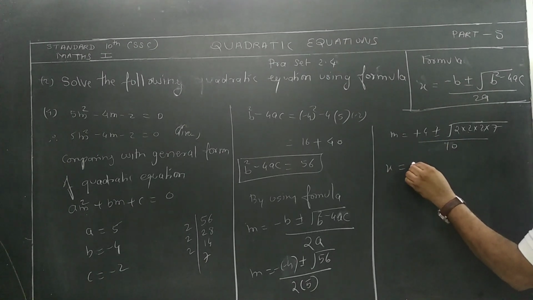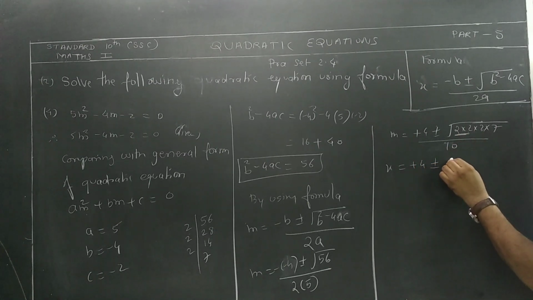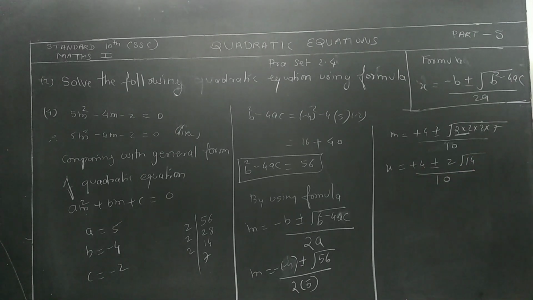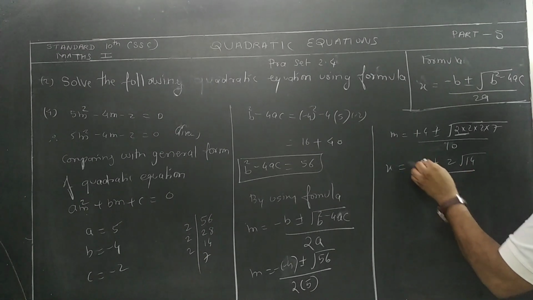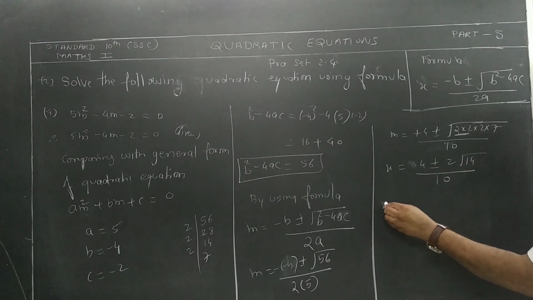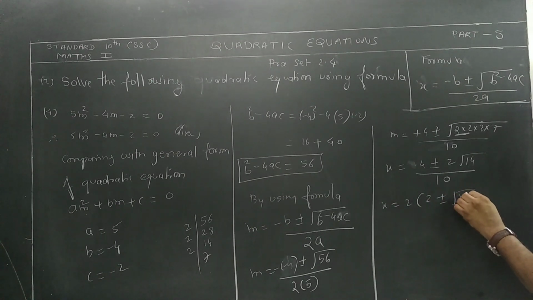So x is equal to 4 plus or minus 2 root 14 upon 10. Again, in such cases, we are going to take common. Do not cancel this 4 and 10 because the plus or minus sign is here. Do not cancel 2 and 10; you are not allowed. So you are going to take 2 common first. If I take 2 common, 2 plus or minus root 14.